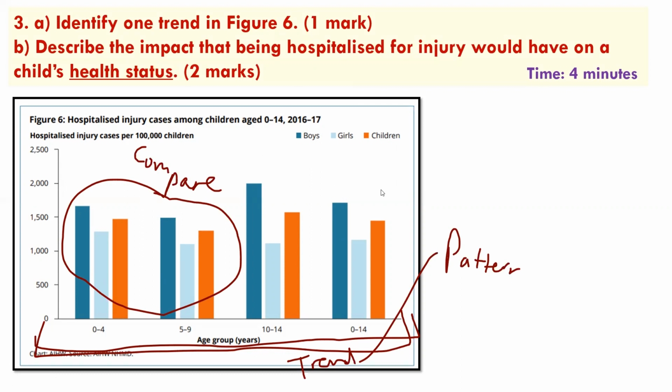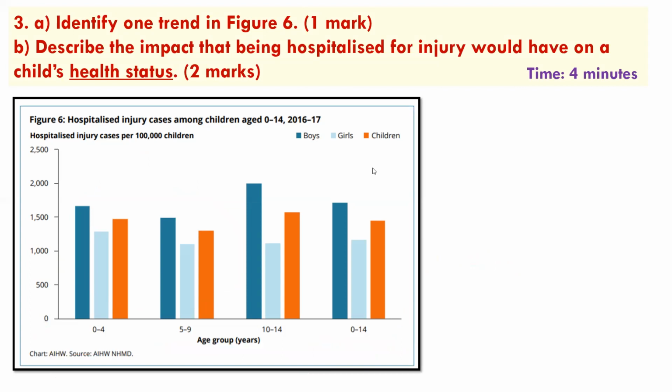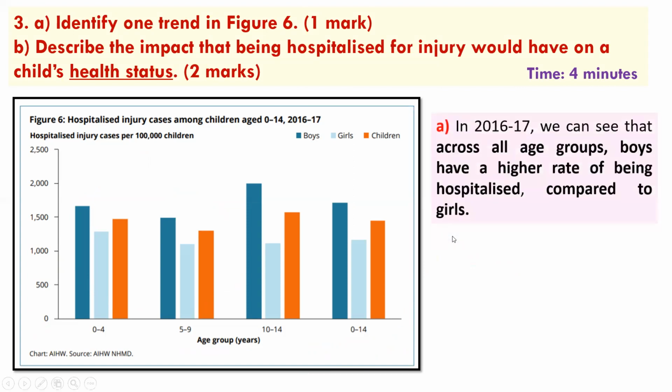So just to give you guys a sample answer, while you read it, I'll have a look at some of the answers coming in the chat box as well. This is a sample answer you could have said. You could have said in 2016 to 2017, we can see that across all age groups, boys have a higher rate of being hospitalized compared to girls. Or you could say boys have a higher rate of being hospitalized compared to all other groups. So that's a clear answer there.